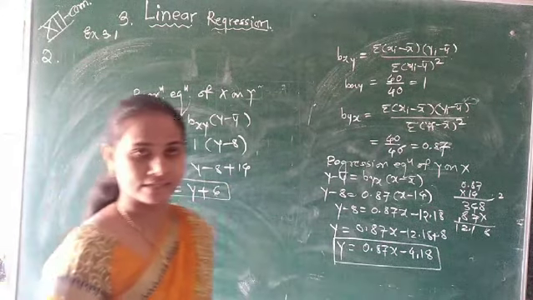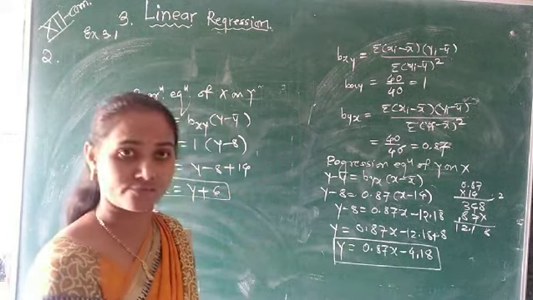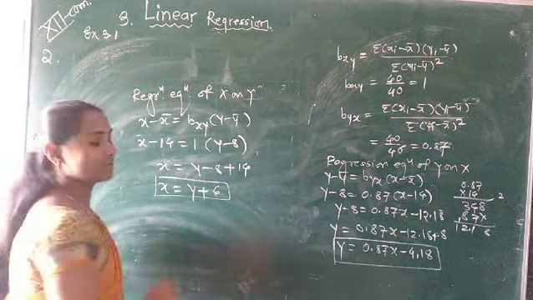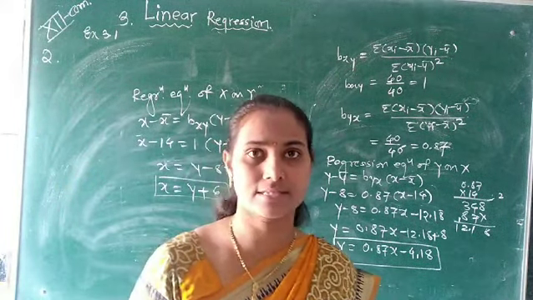Therefore here we get the two regression equations. First one is y is equal to 0.87x minus 4.18 and the second is x is equal to y plus 6. So in the next lecture we will see our next examples. Thank you.